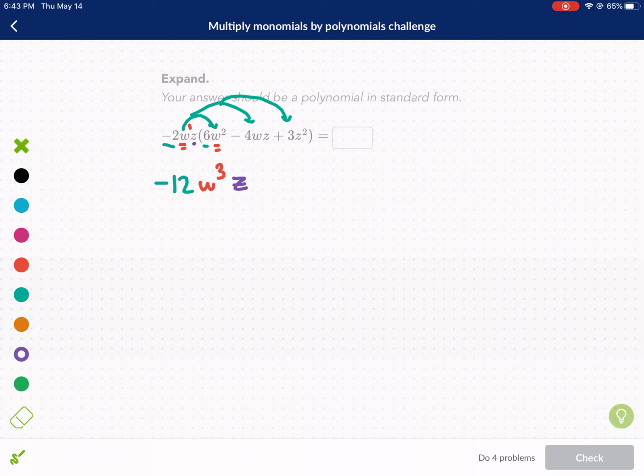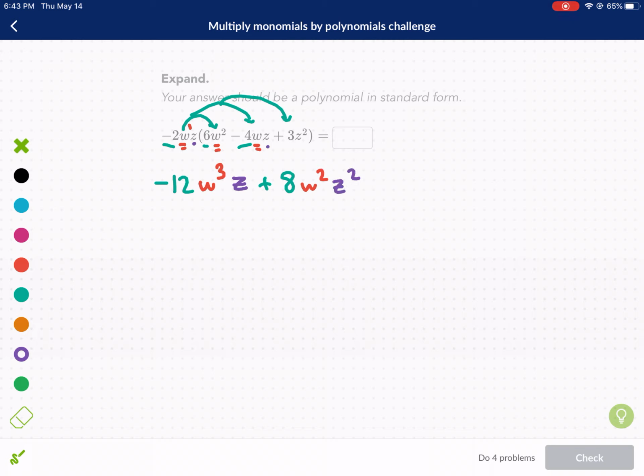Okay, next one. First, we're going to multiply negative 2 times negative 4. That gives us a positive 8. So we have a positive 8 there. Now we're going to worry about the w. So we have a w to the first power times a w to the first power. That gives us w squared. Oh, here we have z's. Z to the first times z to the first gives us z squared. We're done with the middle term.